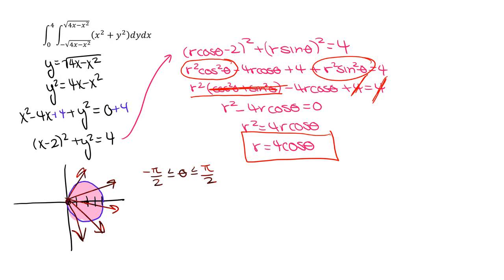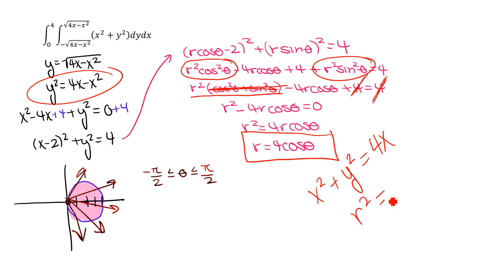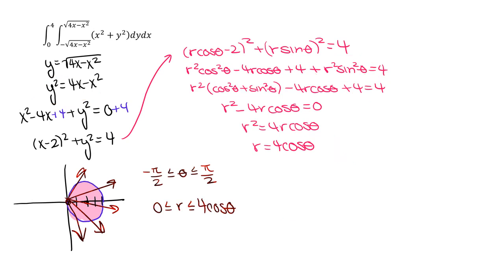Now, if I was clever, I could have taken my equation before I completed the square and just said, okay, well, I've got an x squared plus y squared equals 4x. And I could have right away said, oh, x squared plus y squared is r squared equals 4r cosine theta. And that would have been a much faster way to get this in polar coordinates. Regardless, I know my r values are going to go from 0 to that 4 cosine theta.